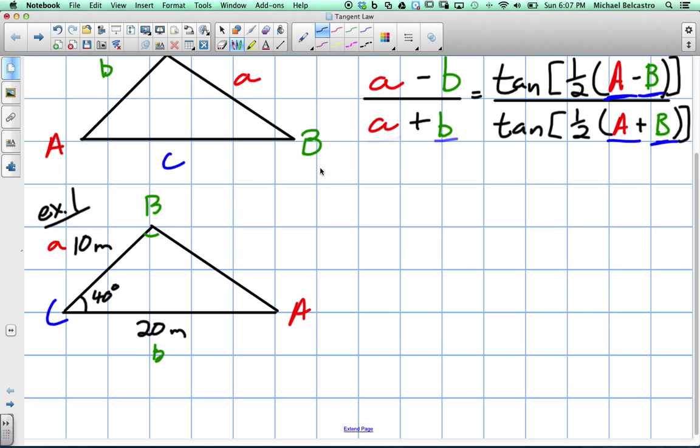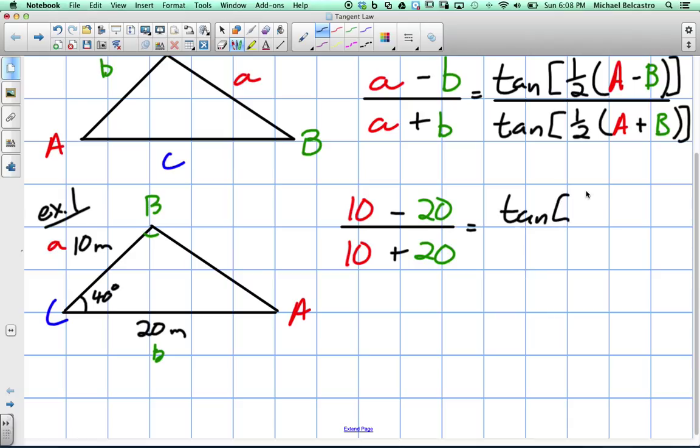So let's put down our values here. Side A is 10, so we have 10 subtract side B, which is 20 in this case, divided by side A, which is 10 again, plus 20. And that's really the only info we have thus far. Then tan of a half of. Now I'm going to write this as A minus B, and even though we don't have a value for A plus B, we can actually figure out what the two of them are together. And we'll go about figuring out why we can do that, because we have one of the angles here.